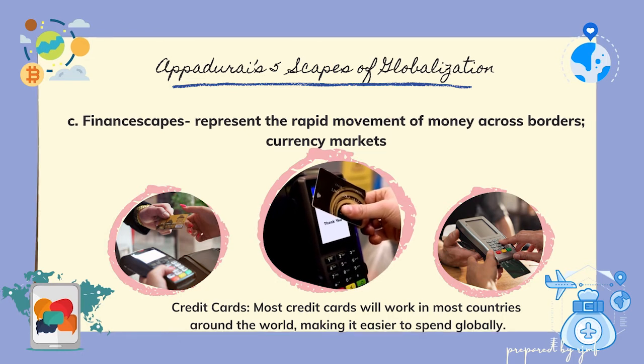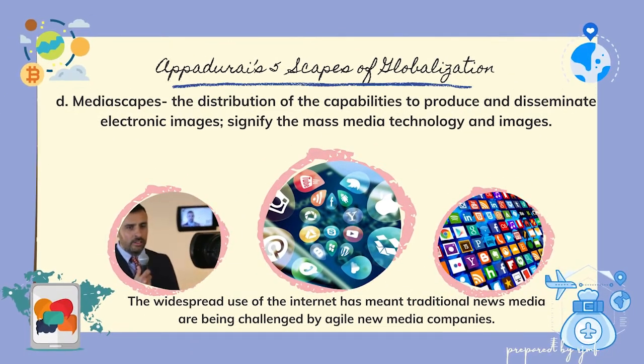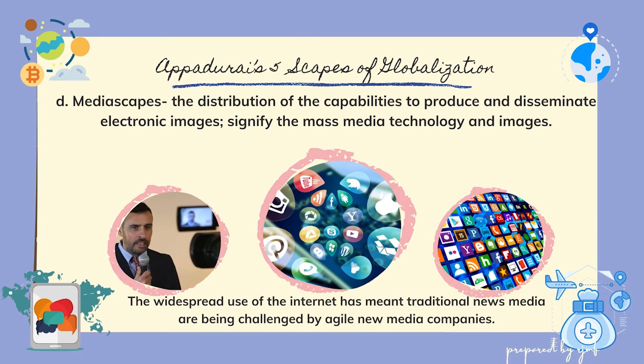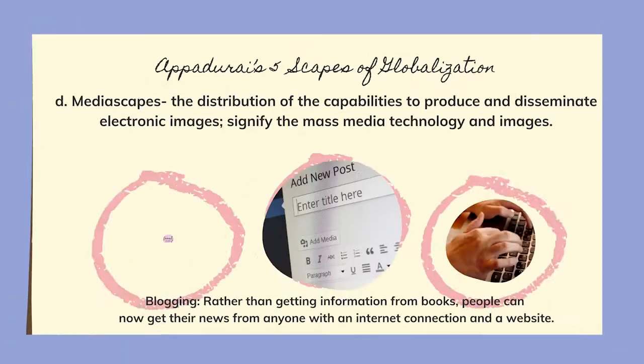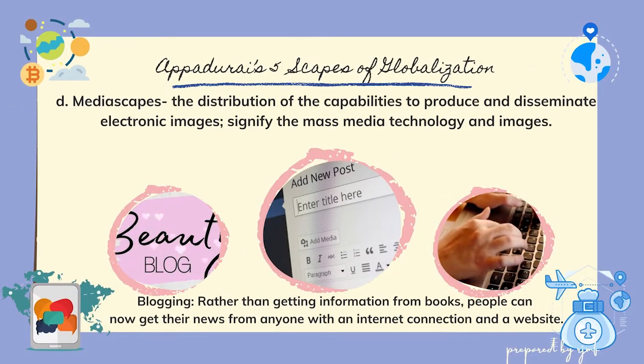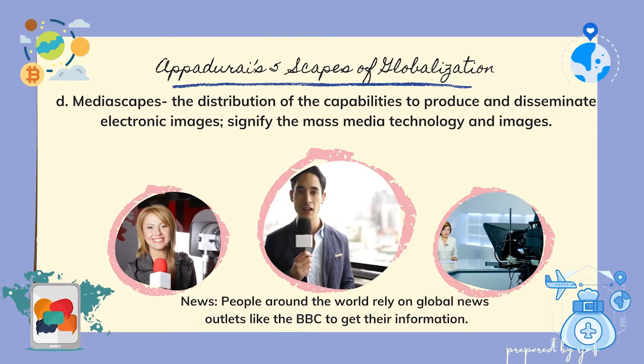We also have mediascapes, the distribution of the capabilities to produce and disseminate electronic images, which signify the mass media technology and images. The widespread use of the internet has meant traditional news media are being challenged by agile new media companies. We also have blogging. Rather than getting information from traditional sources, people can now get their news from anyone with an internet connection and a website. News: people around the world rely on global news outlets like the BBC to get their information.